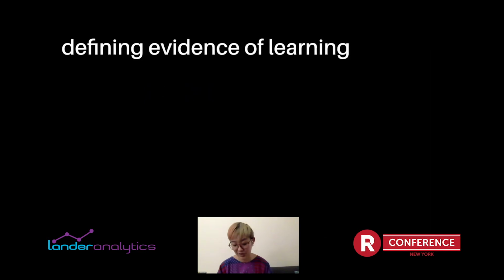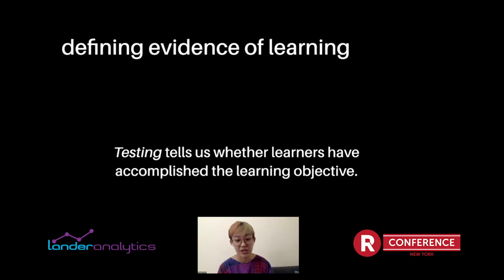defining evidence of learning. So how are we going to determine that learners can indeed accomplish what the learning objective says that they can? Again, in programming and in teaching, we must test to confirm whether learners have accomplished our learning objective. So in coding, this can be as simple as running your code multiple times under different conditions to make sure that the output looks right, or as elaborate as a full unit testing system.